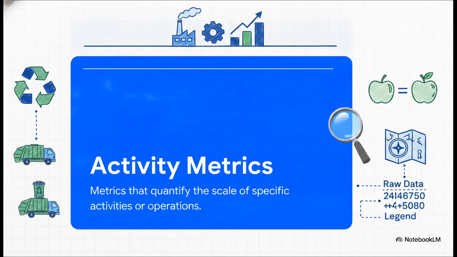And that brings us right to activity metrics. So what are they? Basically, these are metrics that quantify the scale of your specific activities or operations. They're meant to be used right alongside your other sustainability metrics to normalize your data. It's kind of like the legend on a map. They give your raw sustainability numbers real context, which lets us make true apples-to-apples comparisons across the entire waste management industry. Without them, well, a company's total emissions or accident rates completely lack the context of their actual operational size.